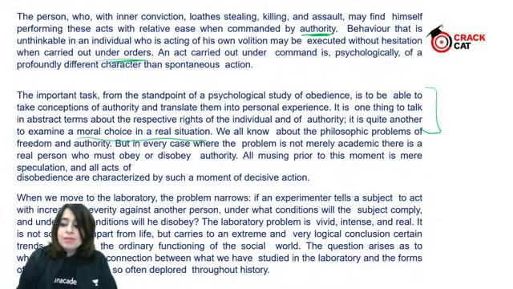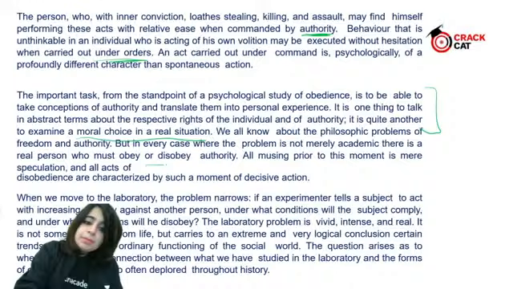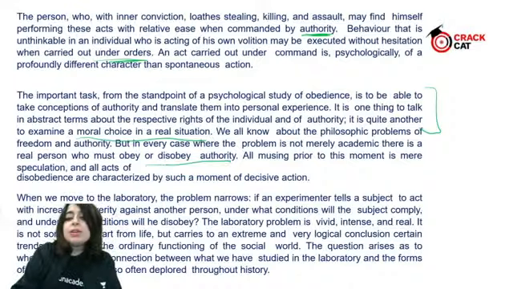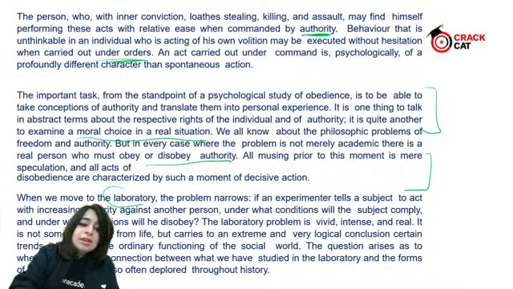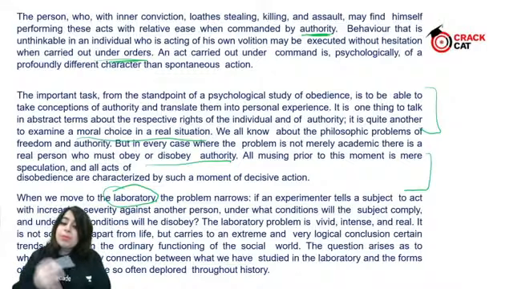Now it says, we all know about the philosophical problems of a real person who must obey or disobey authority. All musing prior to this moment is mere speculation, and acts of disobedience are characterized by such a moment of decisive action. So when I look at the next paragraph, when it says that when we move to the laboratory, the problem narrows.